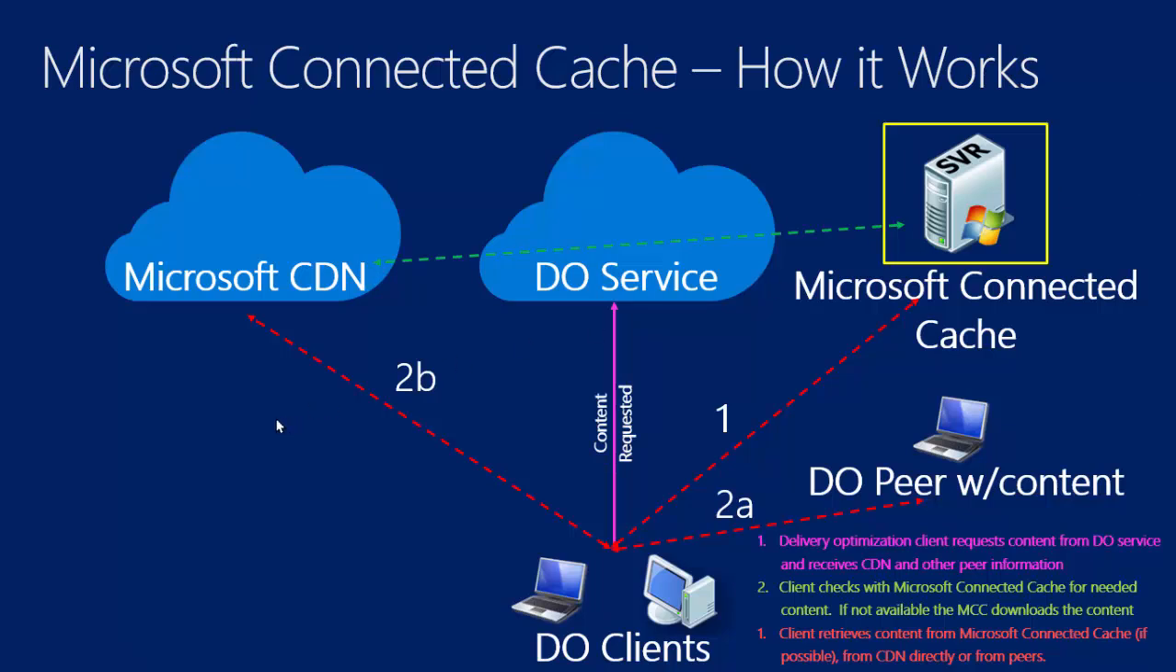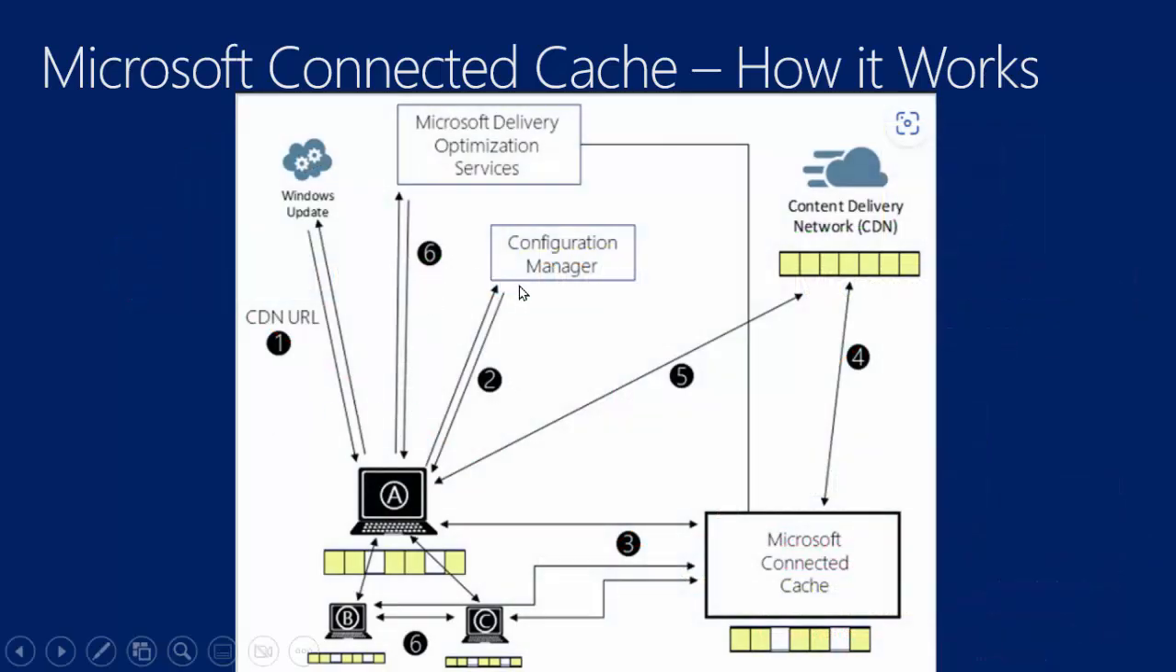But here's another graphic I pulled from our documentation that walks through the same thing. Now this is ConfigMgr specific, and so the content here is updates, because that's the content that ConfigMgr can work with through delivery optimization. But again, the Microsoft Connected Cache implemented through ConfigMgr is not limited to just the ConfigMgr content at all.